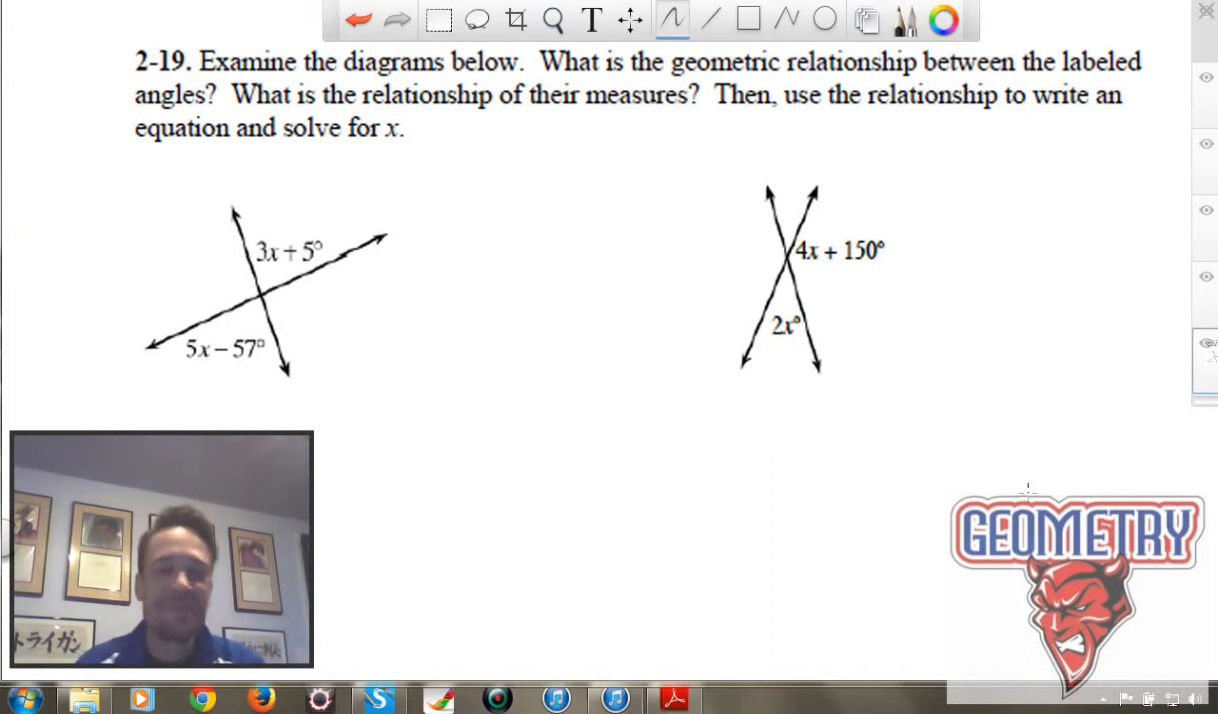Okay. So we're supposed to look at the two angles, determine the relationship between those angles, and then set up an equation which we could relate those two angles together, and then finally use that to solve for x. So in the first one here, the relationship here, we call these vertical angles. So in the case of vertical angles, they end up being equal.